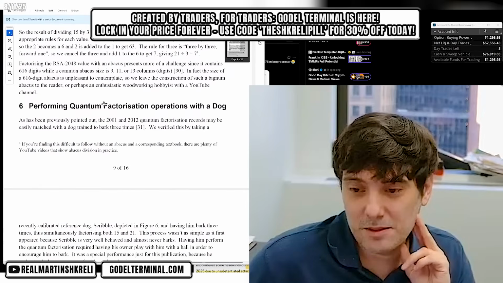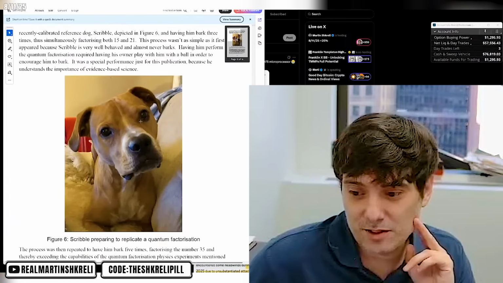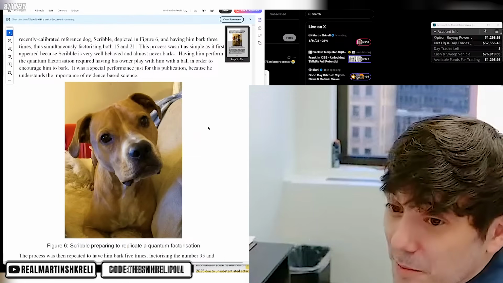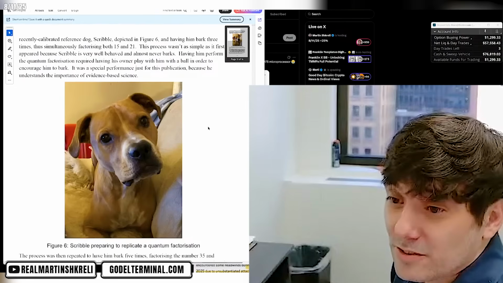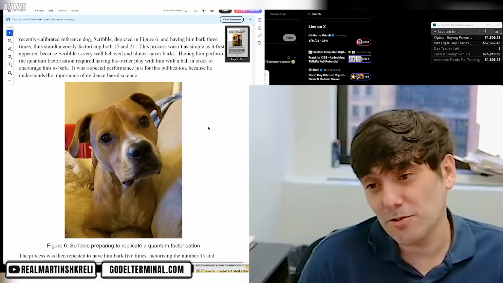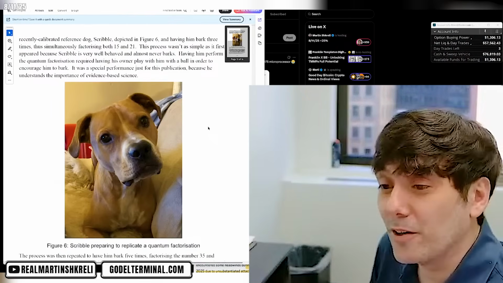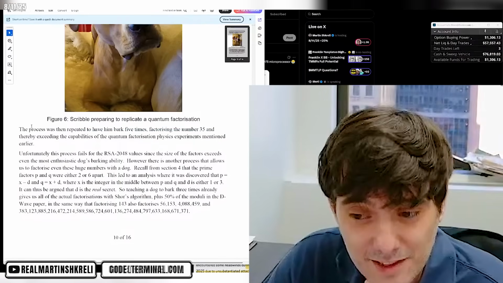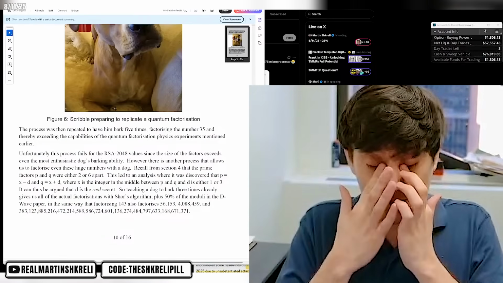You may be able to train a dog to bark 3 times. And this is the reference dog, Scribble. He factored 15 and 27. This process wasn't as simple as it first appeared because Scribble's a very well-behaved dog and almost never barks. Having him perform the quantum factorization required having his owner play with him with a ball in order to encourage him to bark. The process was then repeated to have him bark 5 times, factorizing 35, and thereby exceeding the capabilities of the quantum factorization physics experiments mentioned earlier.